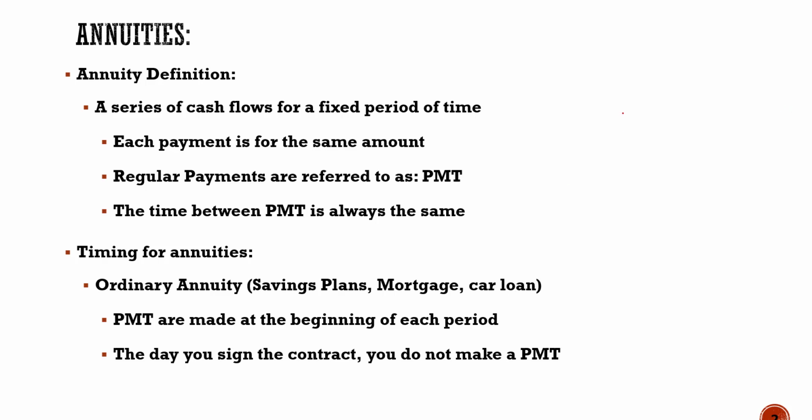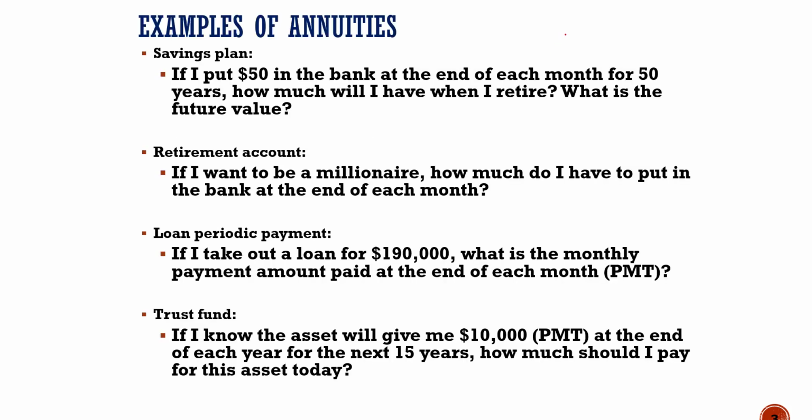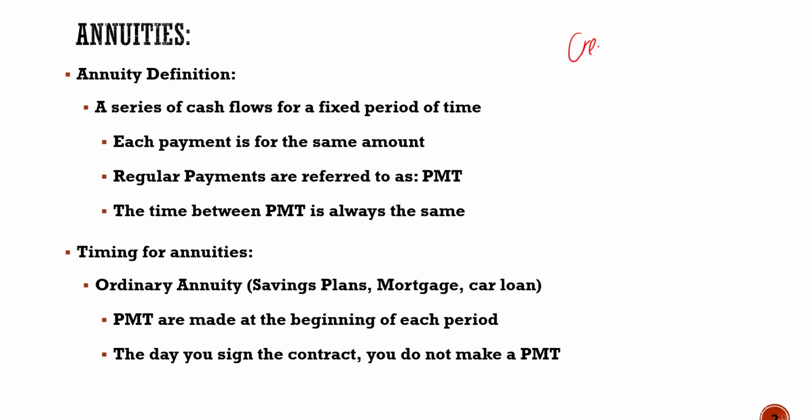So think about the credit card. Let's say you have a credit card, you take out a loan from the credit card company. At the beginning of each month, you will make a regular payment. We call it the statement balance. You pay the statement balance. You always make monthly payments, right, for the credit card account. So it satisfies all three of these conditions.